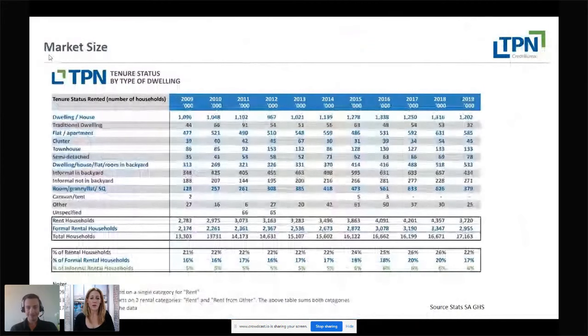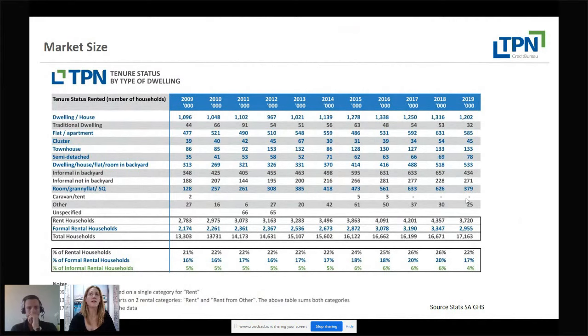What I thought I'd do is I always like to start with how big the market size is, and I realize that this screen can be quite overwhelming. It's Stats SA data, and it speaks to the total number of households that are in rented accommodation at the moment. So in South Africa, we have 17 million households, of which 22% are in rented accommodation. High level numbers, 3 million are in formal rental accommodation. But if I take out the million of the tenants that are in a room, a granny flat, or a backyard dwelling, that drops down to 2 million. So 2 million households live in formal rental accommodation in South Africa.